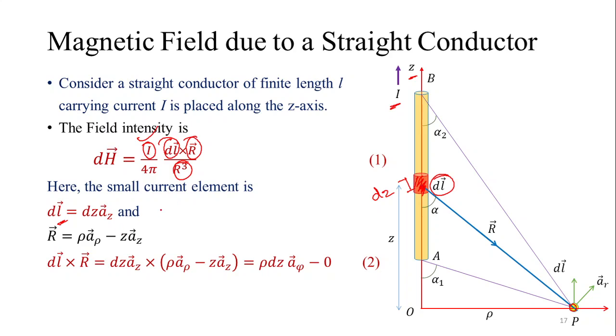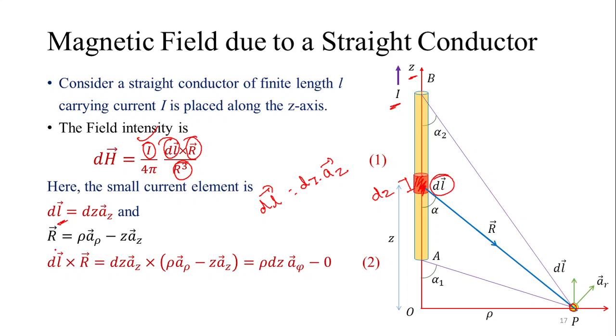So here, first let's take the dl, meaning differential length. The current conductor is along the z axis, so this dl has a direction az, and the size is small in z, so dz. So dl is az into dz.